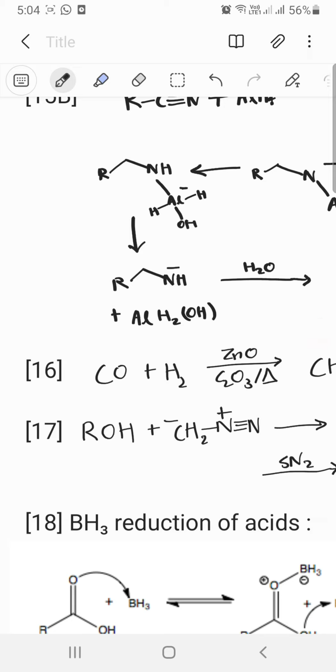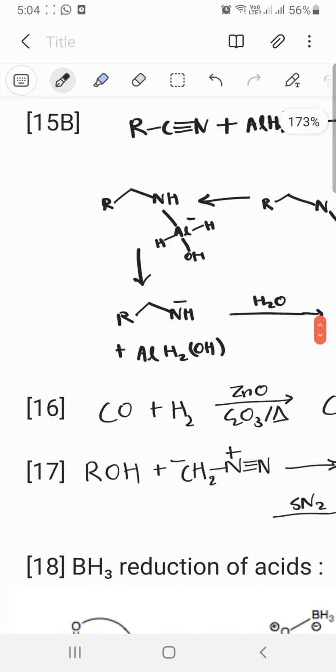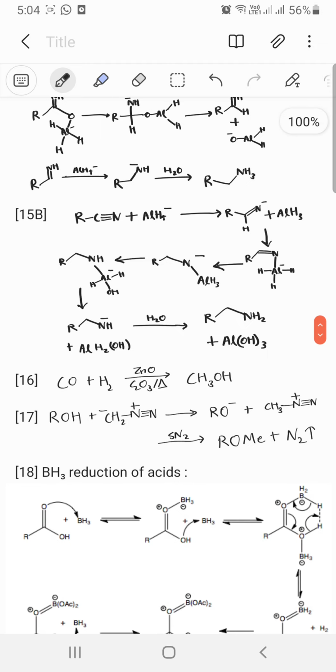Right, and then once again you have this thing, it leaves, and then you just have R, this NH minus. That's weird, but that happened. Fine, and then it leaves and this happens. Cool, not a problem. Yeah, that seems about nice. So this will get reduced to this thing. Fine.